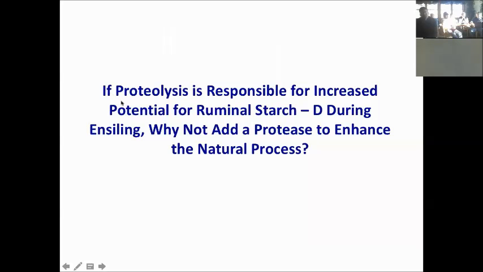But the question becomes, if proteolysis is the natural thing that is occurring in the silo that is giving us improved ruminal starch digestion during ensiling, why not add a protease to enhance the process? So if you're an old-time silage guy, you're probably going to want to just throw your hands up and walk out the door because you're going, why do you want to add a protease to silage? Isn't proteolysis a problem in the silage making process? And the answer to that is actually yes.